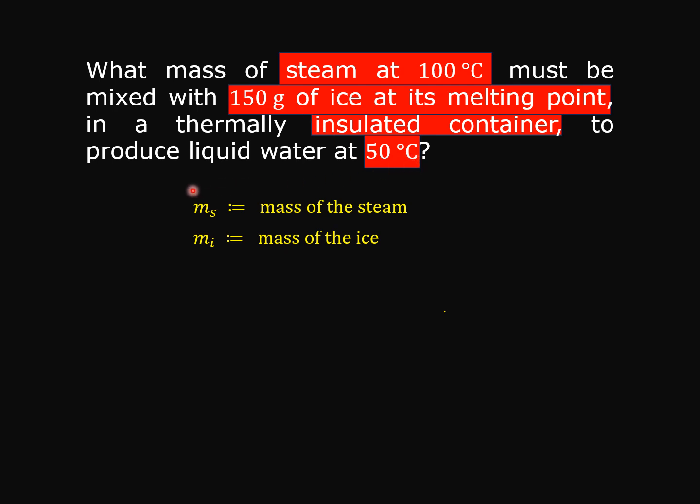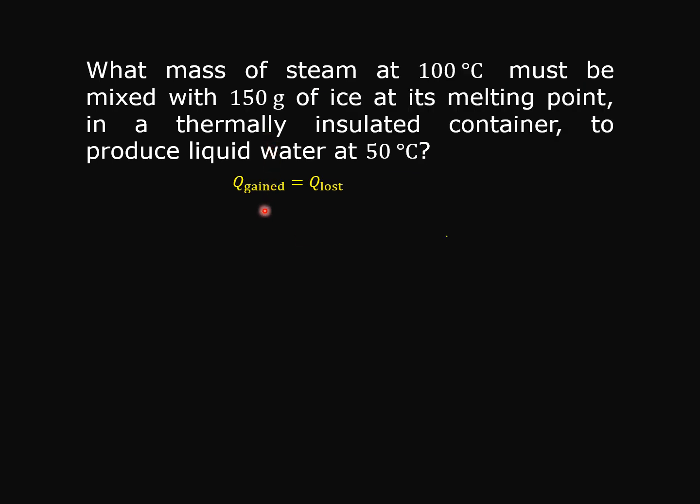So that means we want to find the mass of the steam required, and we denote this mass of the steam as ms. And the mass of the ice, which is 150 grams, we denote as mi. The key is that the amount of heat gained by the ice is equal to the quantity of heat lost by the steam.